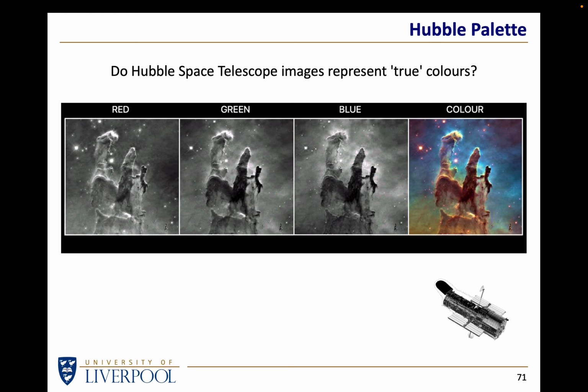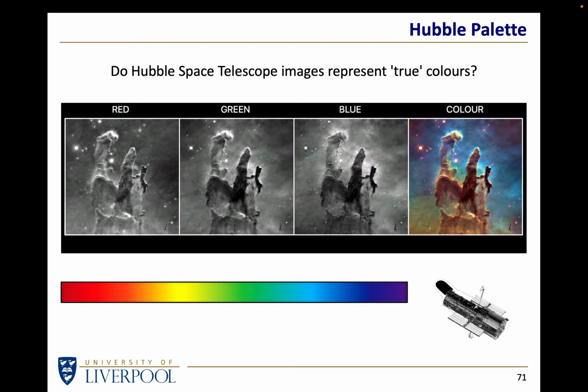And we're going to take another image where we're only going to let through the light of a second element. And then we can do the same with the third element. There's no reason why those three elements that you're imaging necessarily fall into the red end of the spectrum, the green bit of the spectrum, and the blue bit of the spectrum.